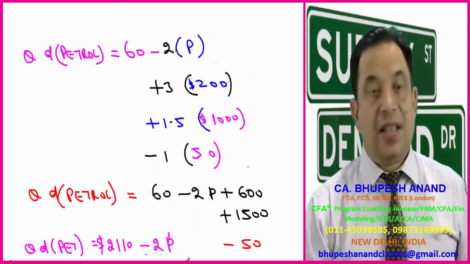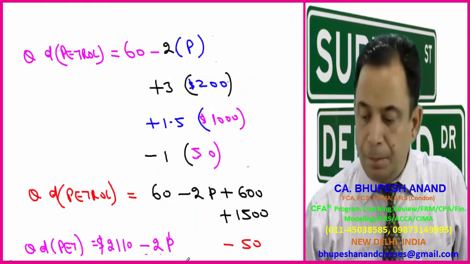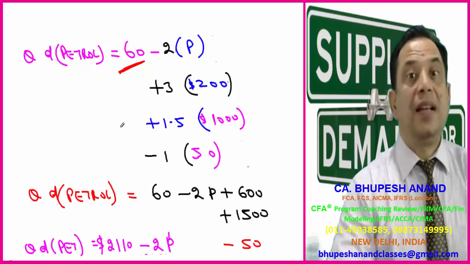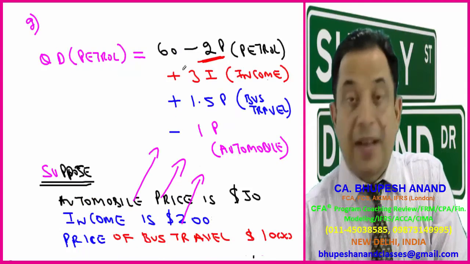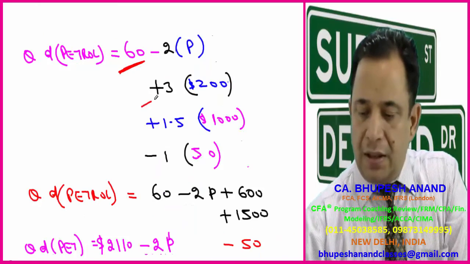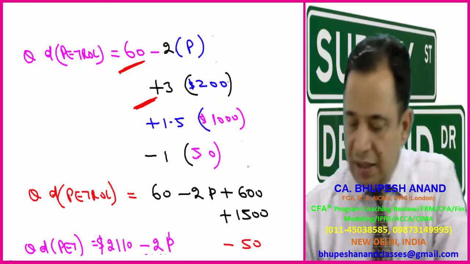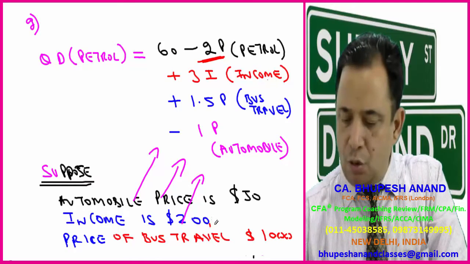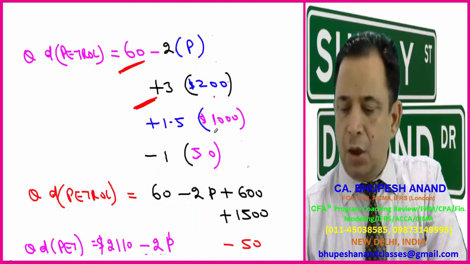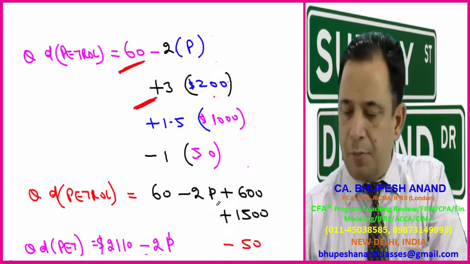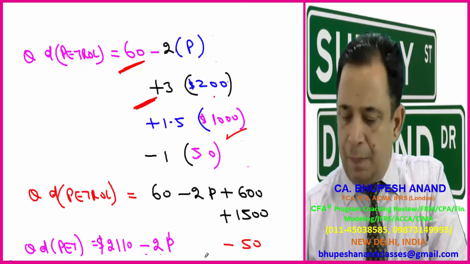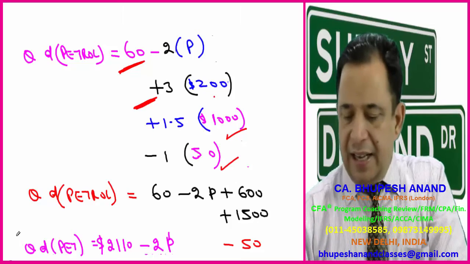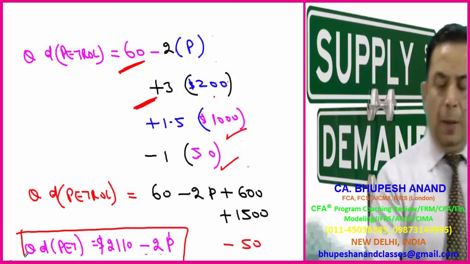So after filling that, just see, quantity demanded of petrol is equal to 60 minus 2p, the price of the product, plus 3 into 200, since I have written income as 3 and income received as 200, plus 1.5 into 1000, since bus travel is 1000, and minus 1p, the automobile price, which I have written as 50. So if I relate it, I will be getting this function. Just see, please do it for me.